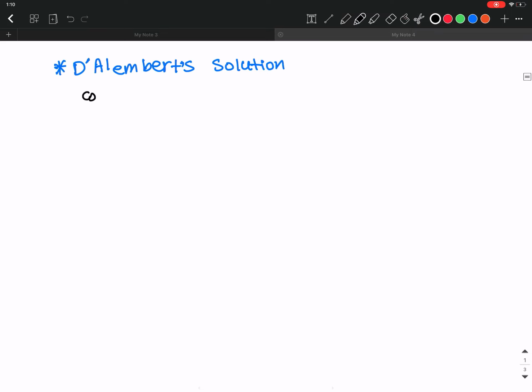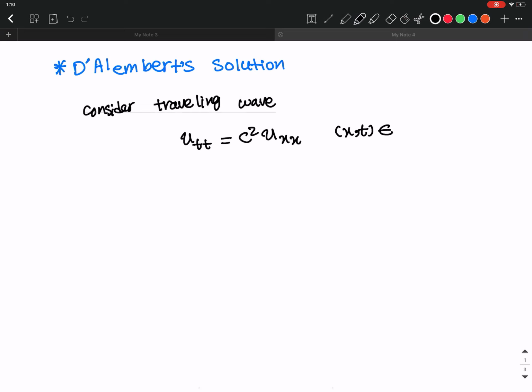So consider a traveling wave in the form of u_tt, which is the second derivative of u with respect to time, equals c squared u_xx, which is the second derivative of u with respect to x, for x and t belonging to minus infinity to infinity, the real numbers.